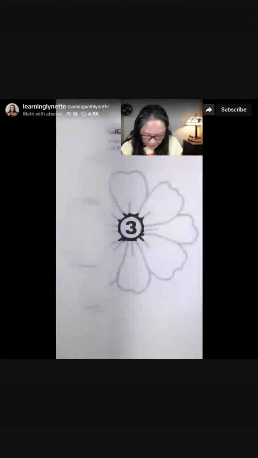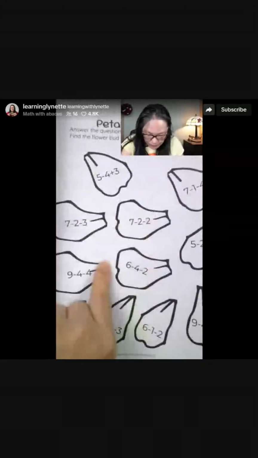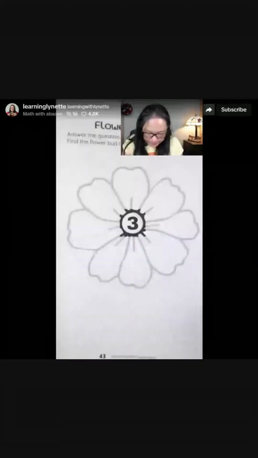And then this one was kind of cool. You answer the petals, and then you find the bud to go with it. Yeah. And then I added some word problems to this book, and then I added my mazes.